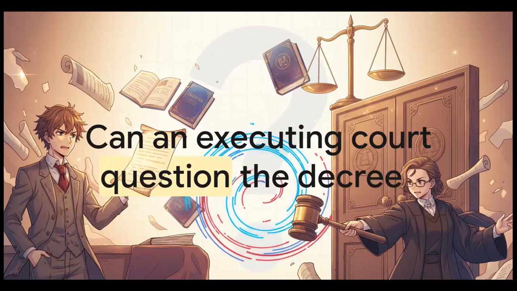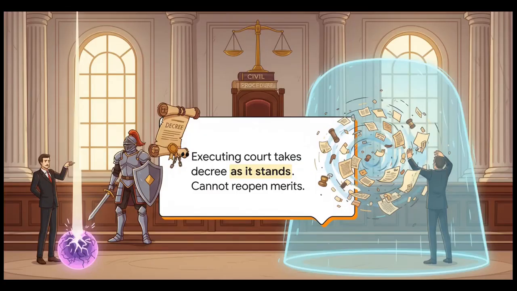Which brings us to a highly tested, really interesting area. Hari Shankar Paul v. Anaf Nath Mitra. Imagine a judgment debtor who loses the trial, doesn't appeal, but then tries to argue during the execution phase that the original decree was wrongly decided. The paramount issue here is, can an executing court go behind the decree and reopen the merits of the original dispute? This brilliantly illustrates the strict boundaries we're dealing with.